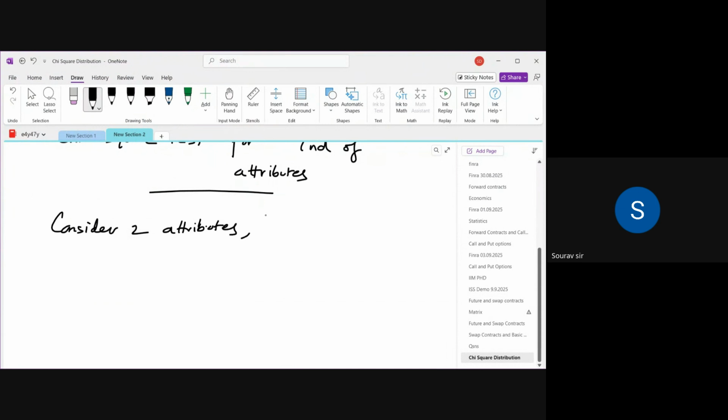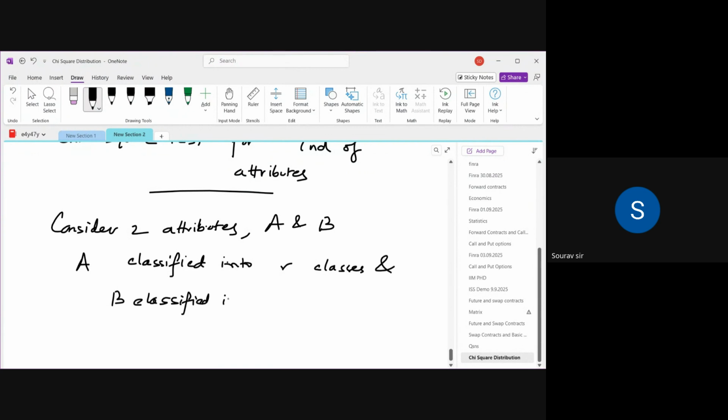What are the attributes? A and B. Okay, A is classified into R classes and B is classified into S classes.